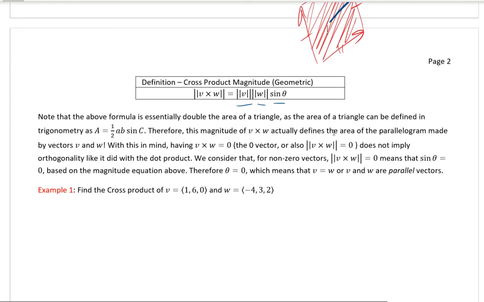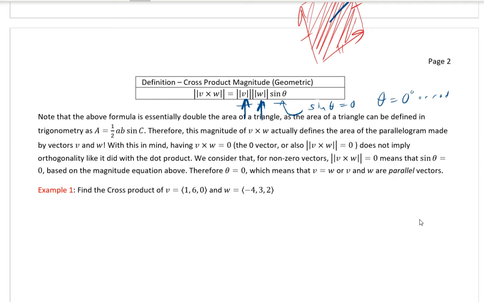Now, what we need to do next is also think about what it means to be 0. Before, with the geometric definition of the dot product, we found that if the dot product was 0, that meant that they were perpendicular to each other. However, if you look at the magnitude calculation for the cross product, if the magnitude is 0, what that means for non-zero vectors, so v and w not being 0, is that sine evaluated to be 0. So sine of theta would have resulted in 0. That only happens when theta itself is equal to 0, either degrees or radians.